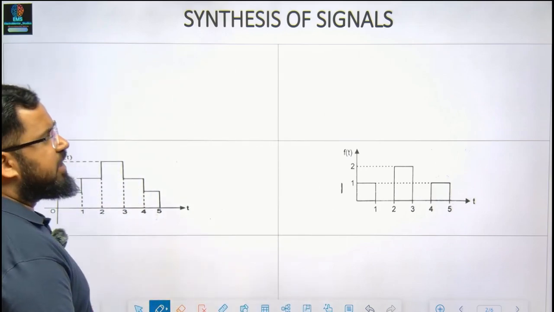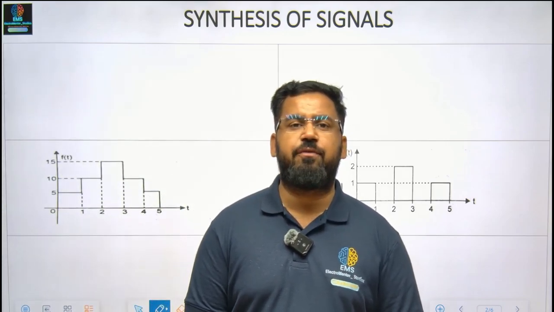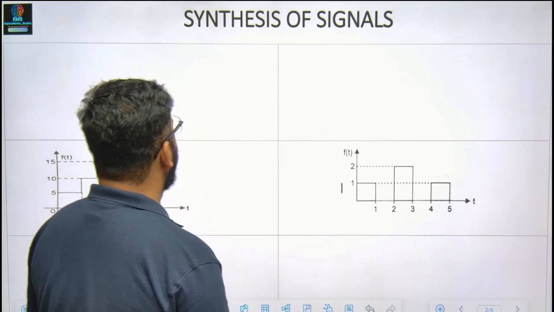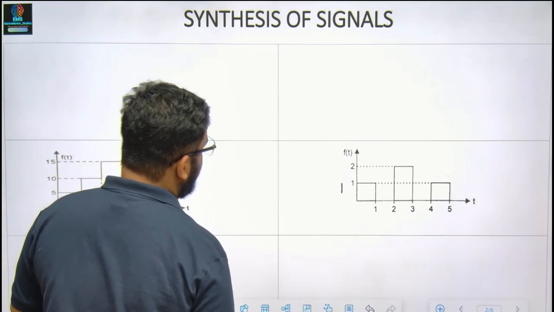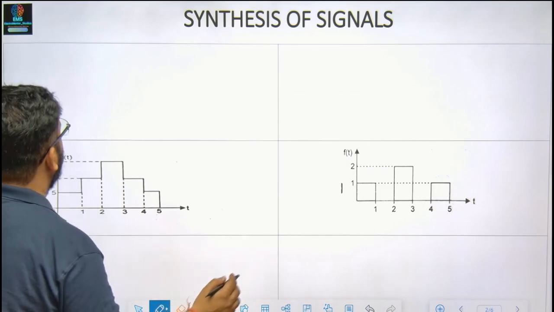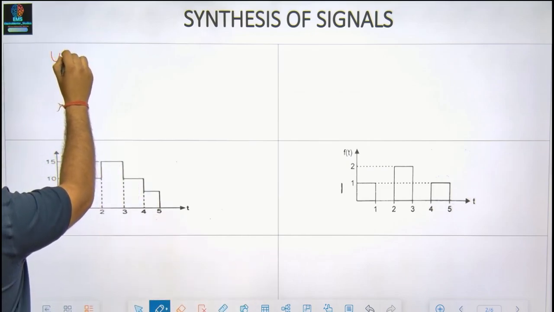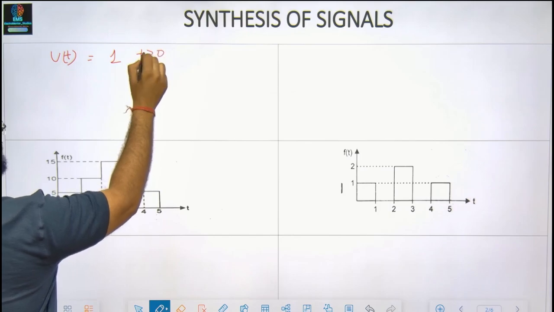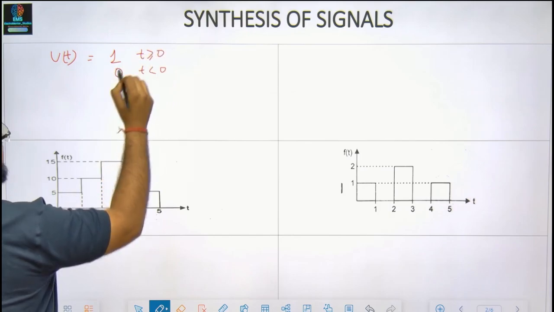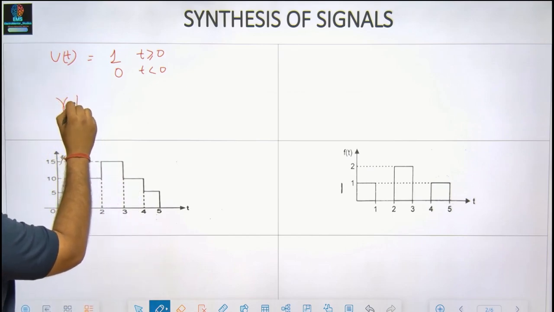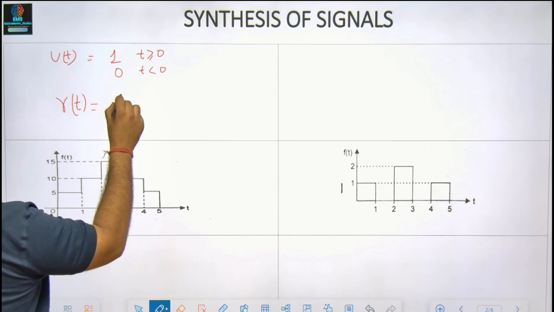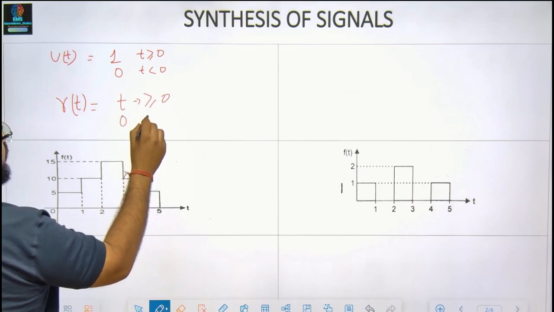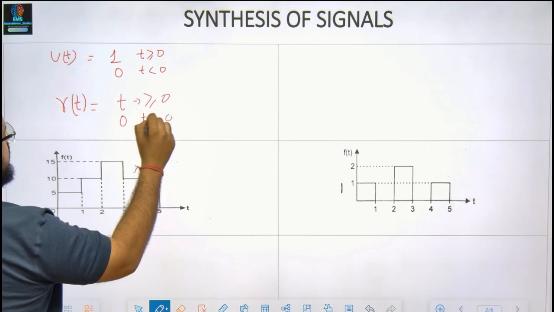Now, what is synthesis? Synthesis is, we are given a waveform, we have to determine its mathematical expression. So, for that, we are going to use two basic waveforms. One is u of t, that is 1 for t greater than or equal to 0 and 0 for t less than 0. And another waveform which we are going to use is r of t, that is t for t greater than or equal to 0 and 0 for t less than 0.